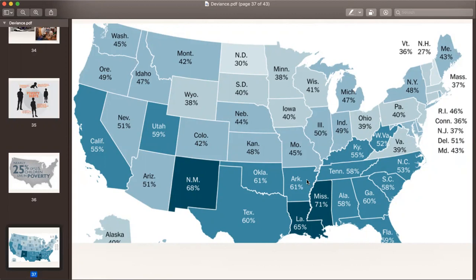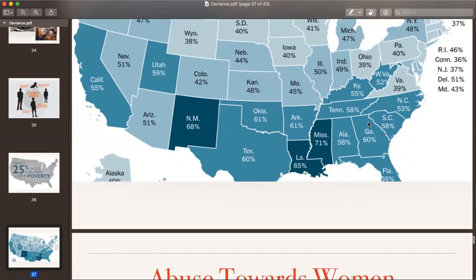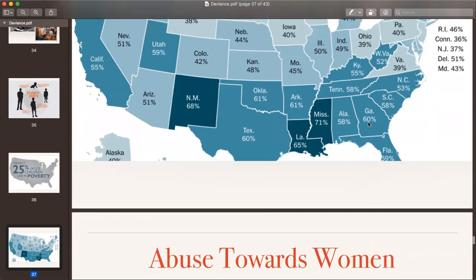Louisiana, 65%. West Virginia, 52%. Kentucky, 55%. Look at this map. Look at New York, 48%. This hinders a person's progress. This creates barriers. It's not to say that people can't overcome barriers. People can certainly overcome barriers. It's just that they have to work two or three or four times harder. For some individuals, they just give up.